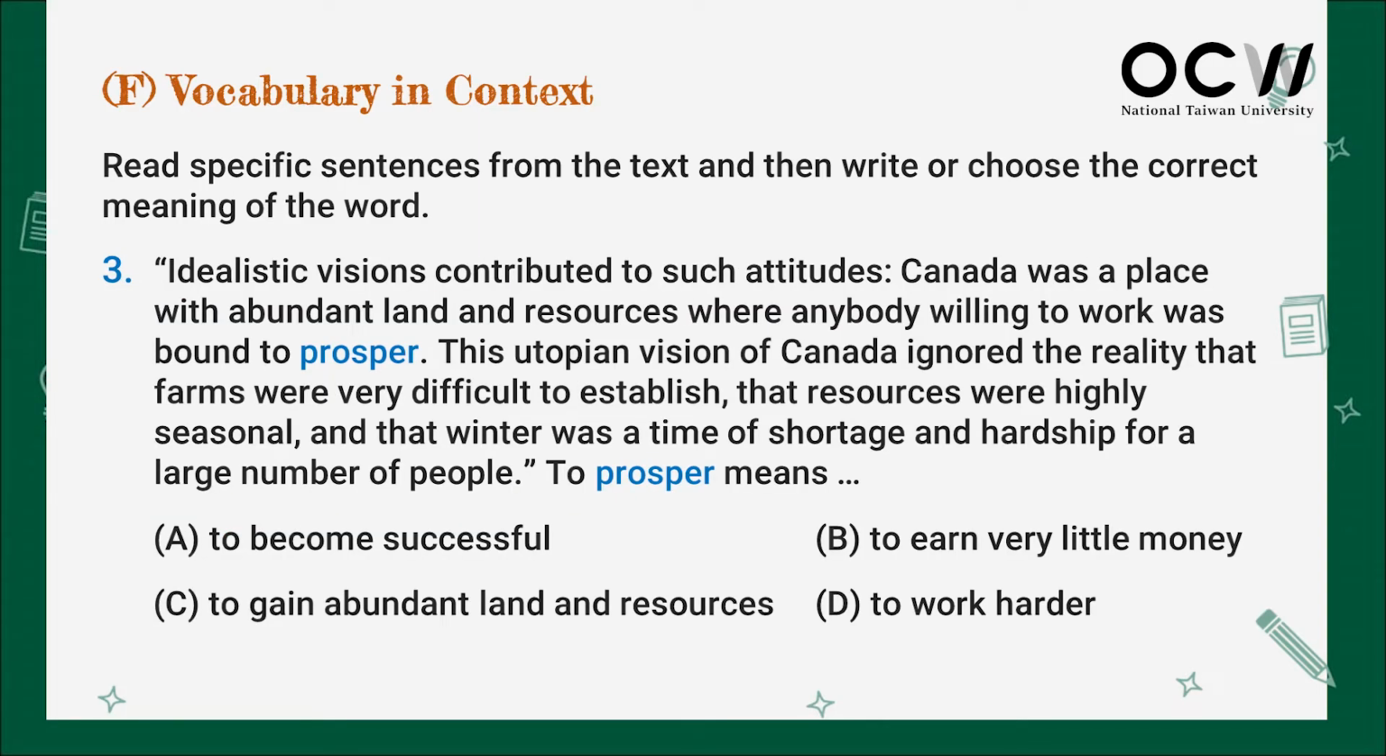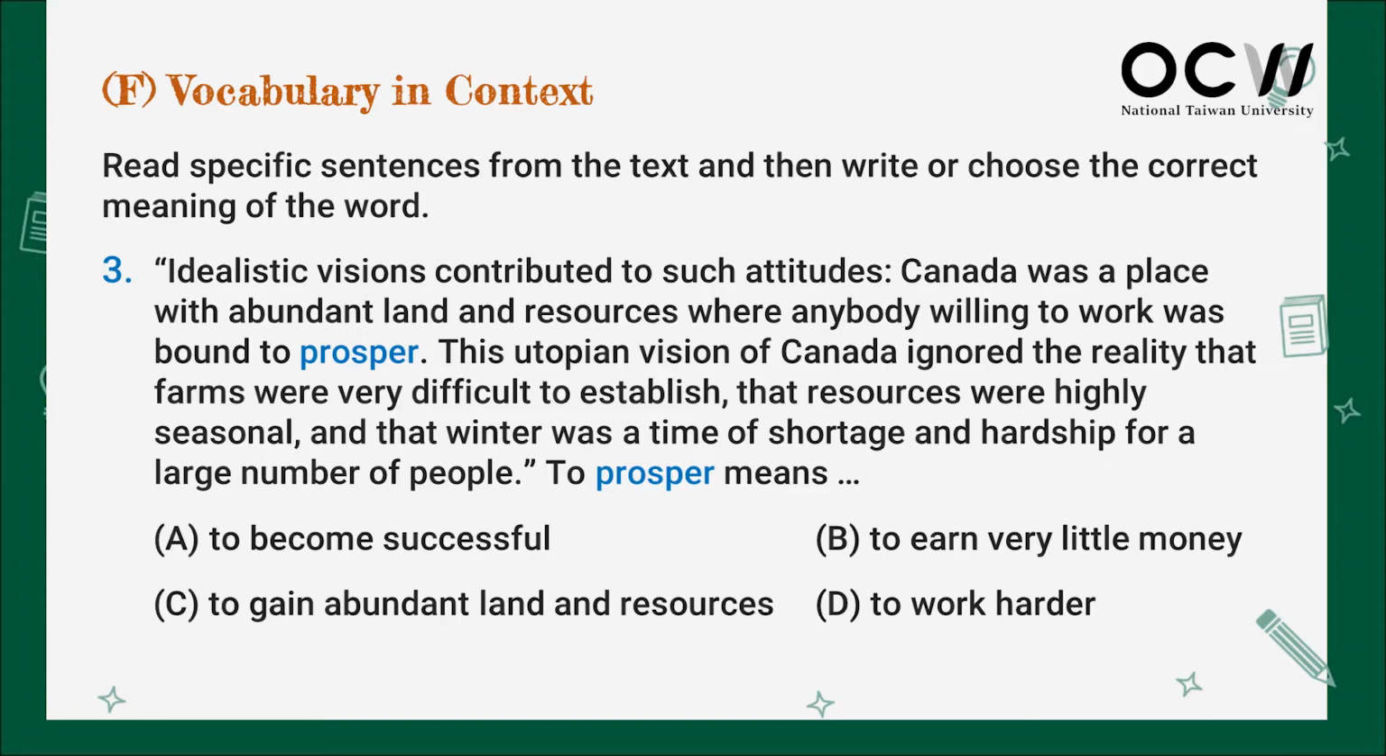Next, we're going to look at the even more difficult word, prosper. So the word prosper is talking about where anybody willing to work was bound to prosper. Okay, so that's an action. If they take this action, they will become this. Based on the context, we understood that to become prosper is to perform a particular action. Now, besides performing a particular action, it's something that they will become.